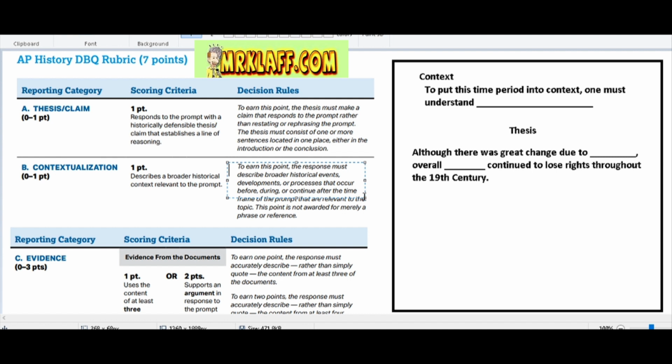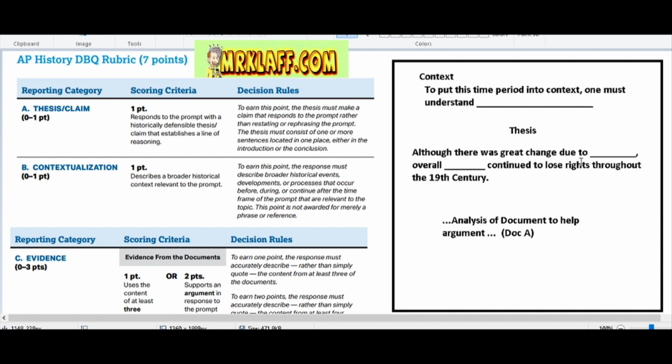For example, if you have a DBQ on Latin American independence movements, you could show that the French Revolution and Enlightenment happened before that and it's continuing. If you have a DBQ on the Progressive Era, you could talk about populism before that, as well as the Gilded Age. So make sure this context point is clear. Write a few sentences. Go overboard if you have to. The context point is easy to get, but a lot of people don't get it because they want to just jump right into the documents.